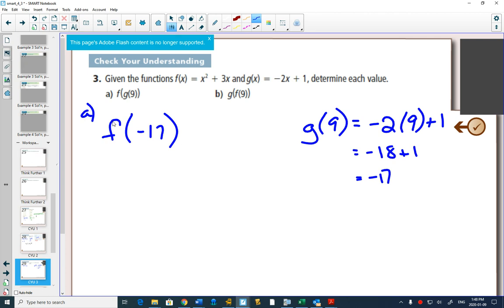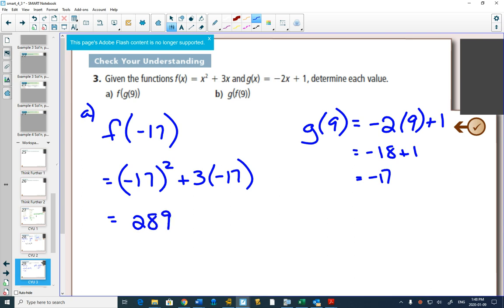I'm going to do that off to the side just to figure that out, then go back to my equation, and I can plug in that when you plug in x of 9 into g, you're going to get negative 17. And now I need to plug negative 17 into f of x. This one too, I'm going to show some work: negative 17 squared is 289, minus 51, 238. So now I'm plugging negative 17 into f of x and figuring out what that y value would be.